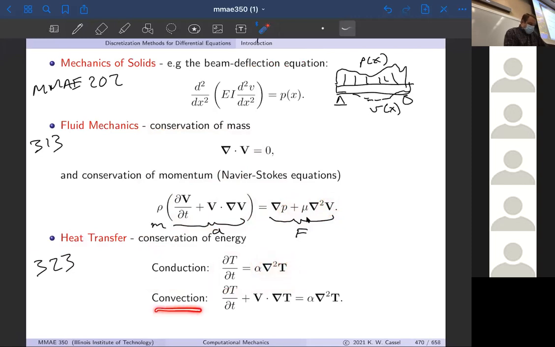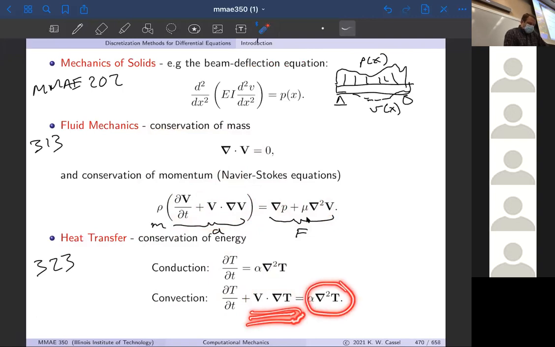If there's convection, which means there's also movement, so this would be like air or a fluid, then you get these terms. You say, well, those terms look familiar. They look just like these terms. Well, that's no coincidence. They're there for the same reason. This is the convection of momentum. This is the convection of heat. Oh, okay. Same physics, just a different thing being convected.